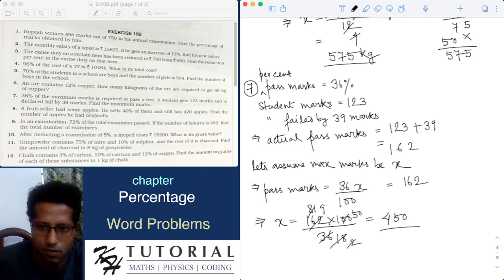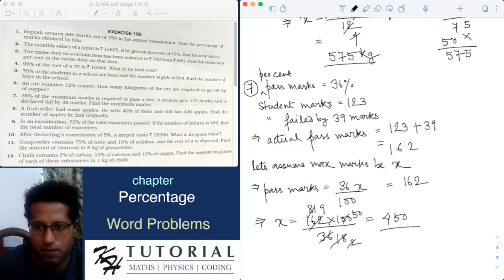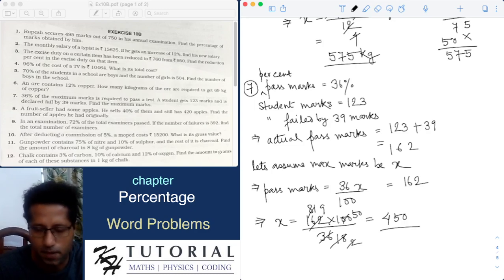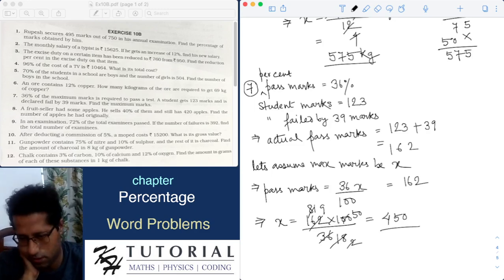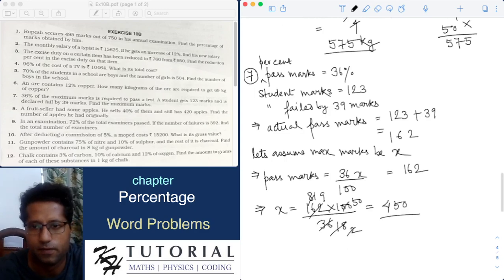Okay. So we now have the idea of what the pass marks are. We have to find the maximum marks. The pass marks, we also know, are 36% of the maximum marks. So if we assume the maximum marks to be x, pass marks should be 36 by 100 into x, which is given to be 162. From here we solve for x, and x is the maximum marks we have assumed. So x is 450, which is the maximum marks. So the answer is 450.